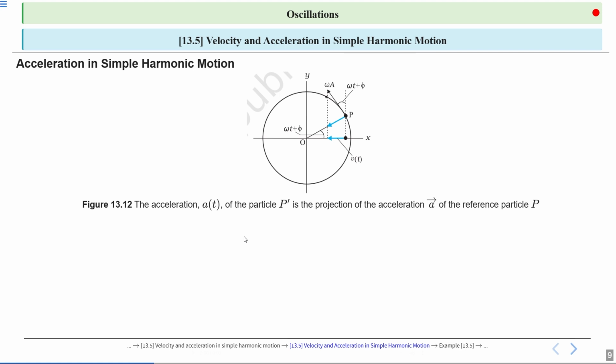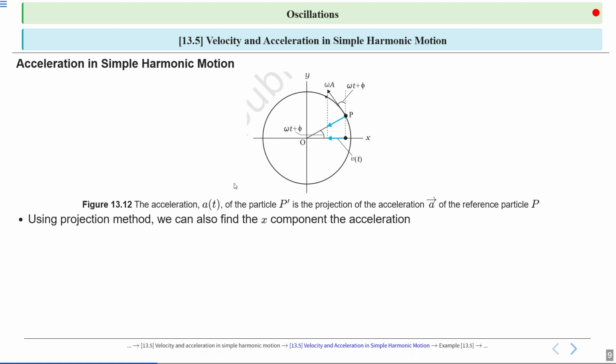Acceleration in simple harmonic motion. Alright, so figure 13.12 shows a particle moving in a circle, and we are interested in how its acceleration projects onto the x-axis. Using the projection method, we can also find the x component of the acceleration.